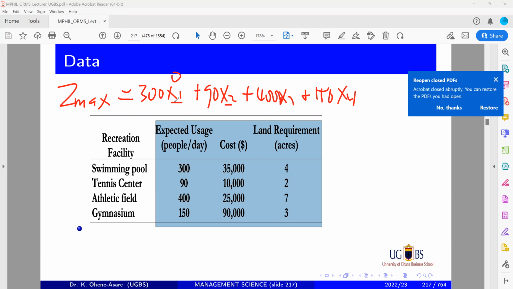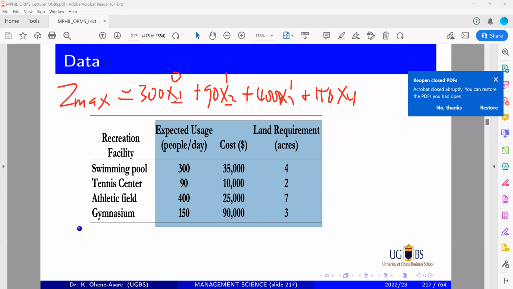If X2 is 1, it means we are constructing it. So the 90 will be multiplying the 1, so the 90 becomes relevant. It means that the number of people will be relevant. If X3 is 1, it means that the 400 number of people are relevant. So we are going to be dealing with all of this. Anyway, that is the objective function.